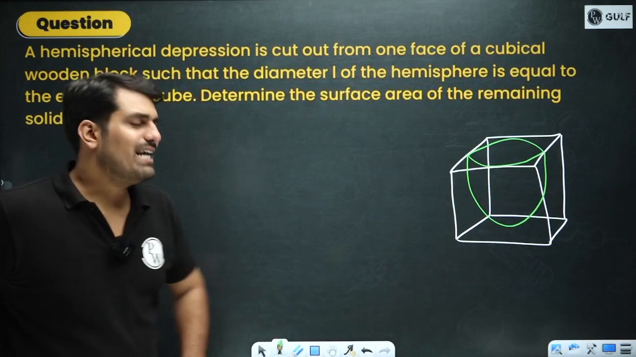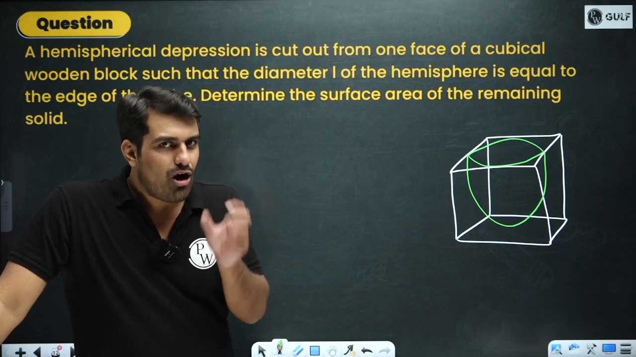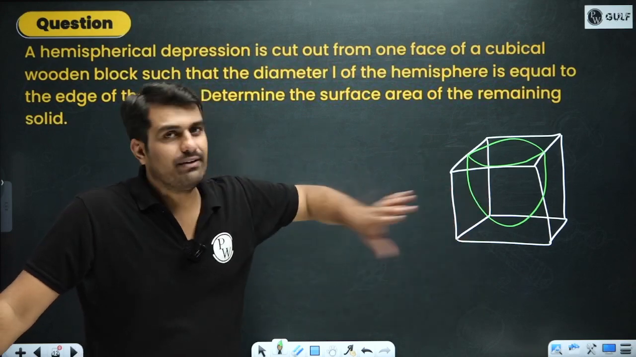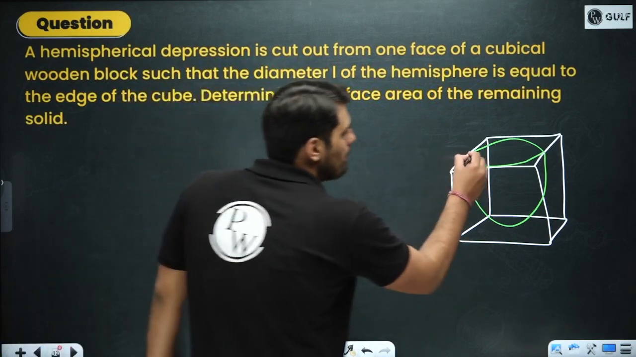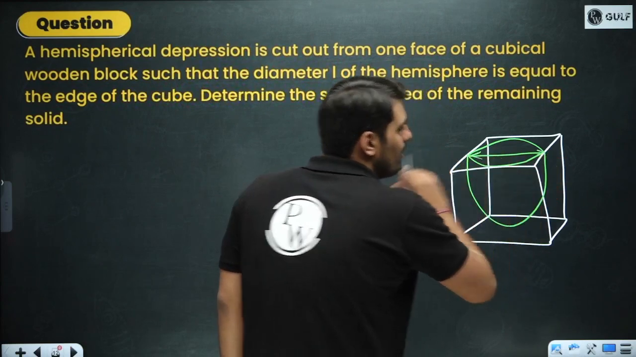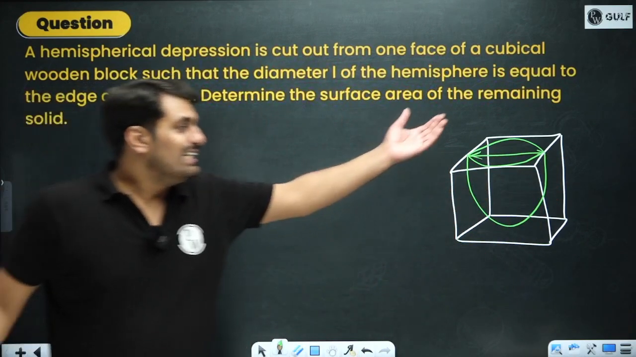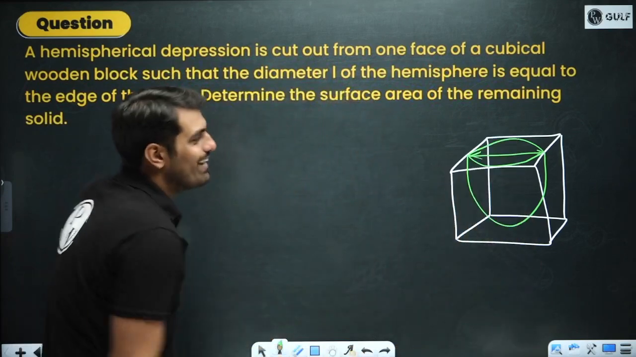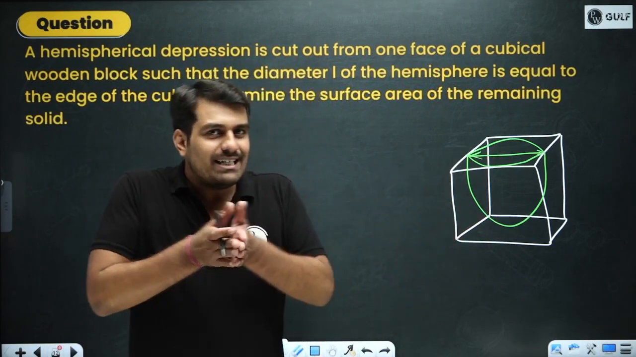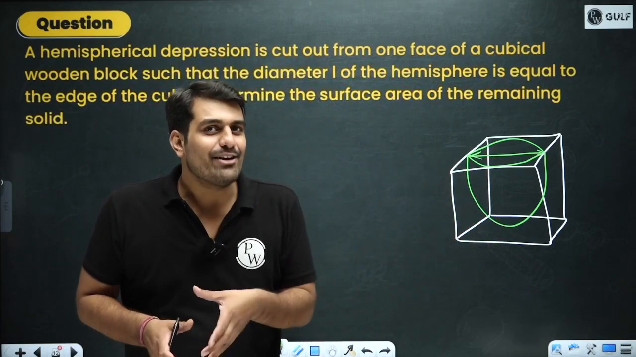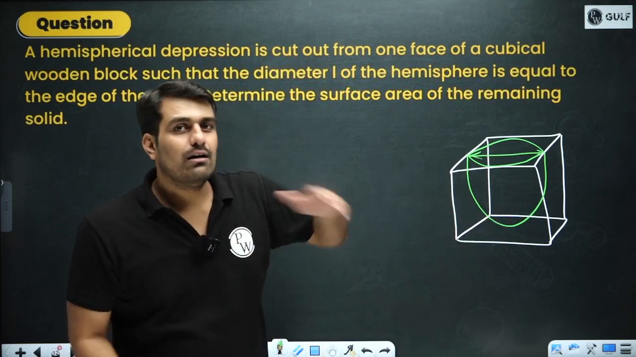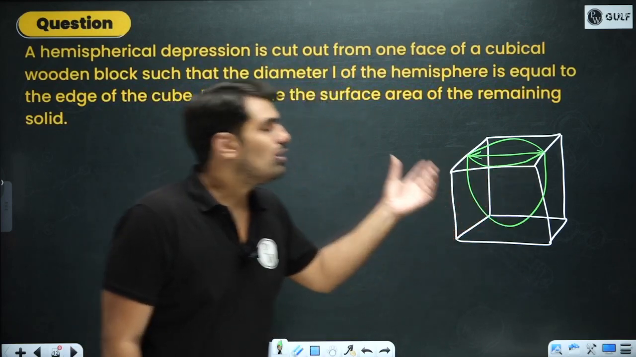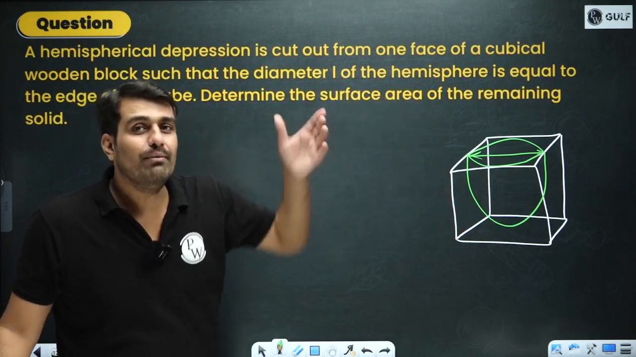So understand one thing. If the length of the cube is equal to the diameter of the hemisphere, then on the surface this entire part will be the same. This entire part will be gone. And inside the cube body as well, on the surface the diameter is equal, and the bottom point of the hemisphere will be touching the bottom of the cube.